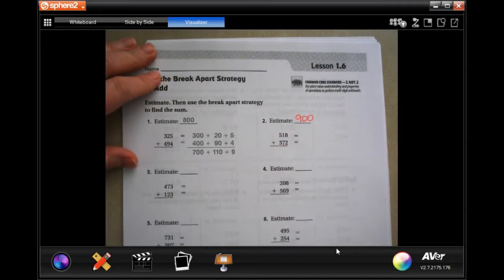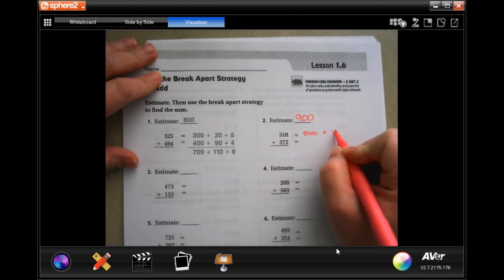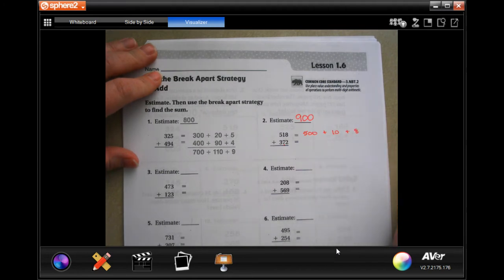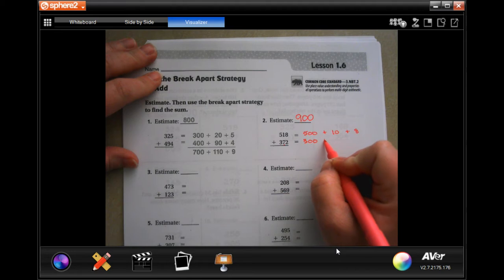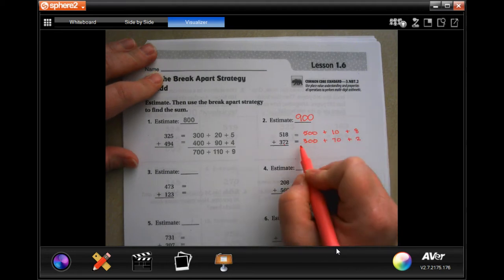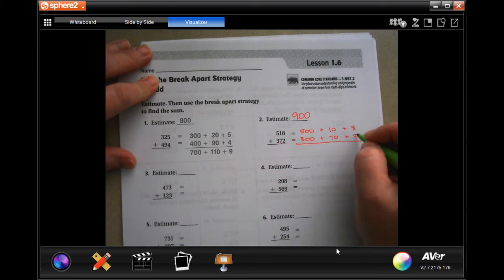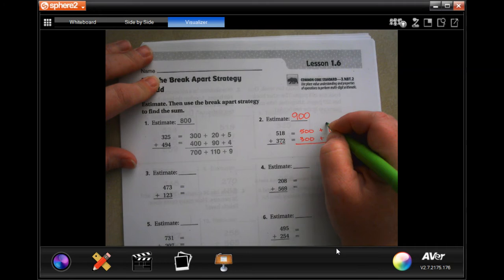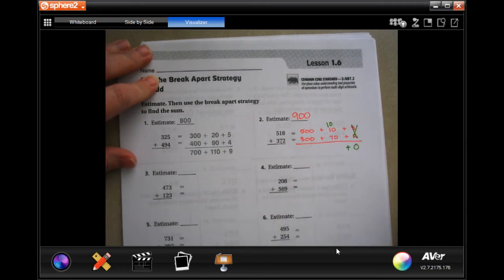That's easy, okay? So now the break apart strategy, so this is going to be 500 plus 10 plus 8, okay? Then we have 300 plus 70 plus 2, okay? We're going to add those up, okay? Except 8 and 2, that gives us another 10. So this one is going to be 0, okay?